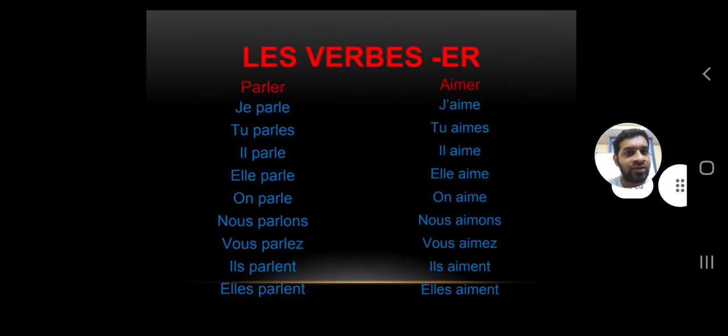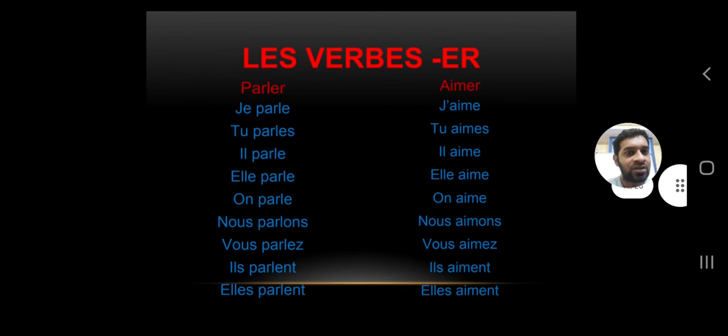Now here we have some ER ending verbs, for example parler or aimer. Je parle, tu parles, il parle, elle parle, on parle, nous parlons, vous parlez, ils parlent, elles parlent. And aimer: j'aime, tu aimes, il aime, elle aime, on aime, nous aimons, vous aimez, ils aiment, elles aiment. The verb parler means to speak or to talk. Aimer means to like or to love. These two are ER ending verbs.